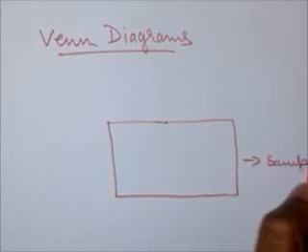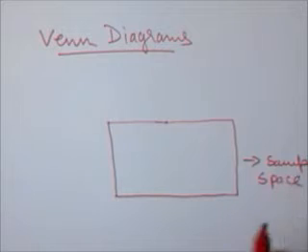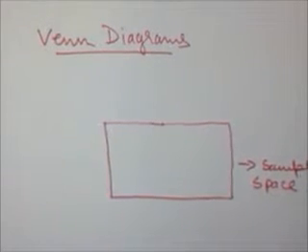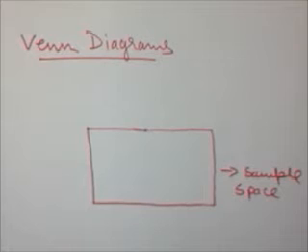Sample space. So what is a sample space? Sample space is the collection of all the possible finite sets in a problem. So the collection of all finite sets in a problem is denoted by the sample space, which is a rectangle. Now let us consider set A, which is in the problem. Set A is represented by a circle. Remember, the sample space is represented by a rectangle and all the sets are represented by circles.